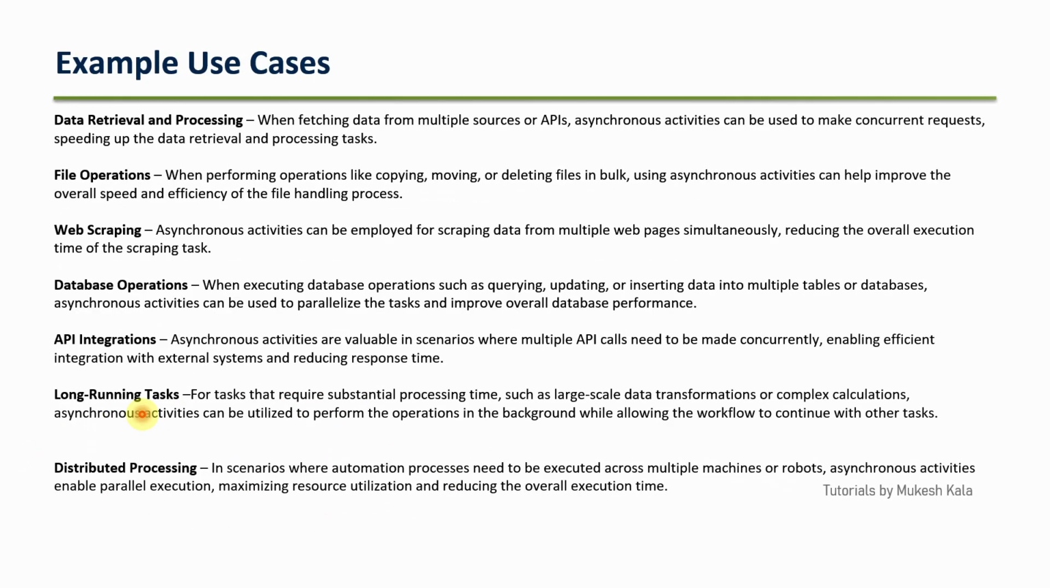To give you more examples, what should be the ideal use case of having the parallel activity? This can be one: data retrieval and processing, where you are fetching data from multiple sources like APIs, right? You can use the parallel activities. File operations, when performing operations like copying, moving, deleting files in bulk, which you give the command and it is taking some time, I can utilize the parallel execution. Web scraping, right? I'm scraping data from a website. I clicked on the download button. It is taking 5 minutes. In those 5 minutes, I can do something else of the automation.